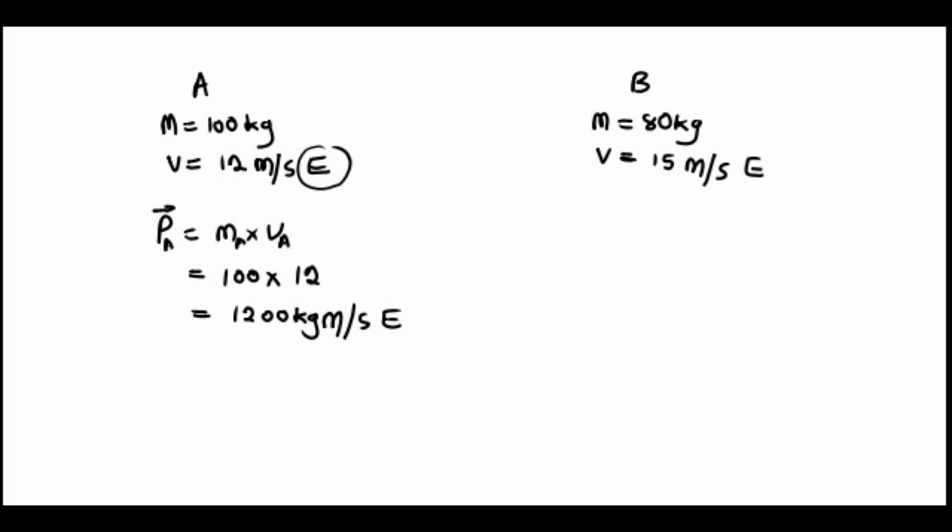Okay, let's look at the momentum for object B. We have P, our momentum for object B, equals the mass multiplied by the velocity of object B. What is our mass? It's 80 multiplied by, what is our velocity? 15. This will give us 1,200 kilograms meters per second east.